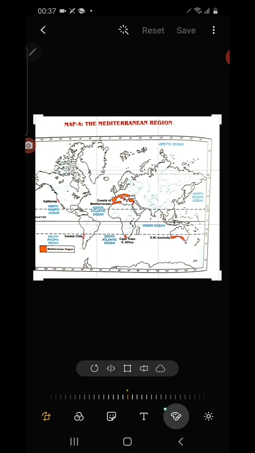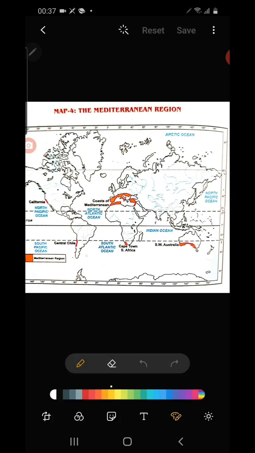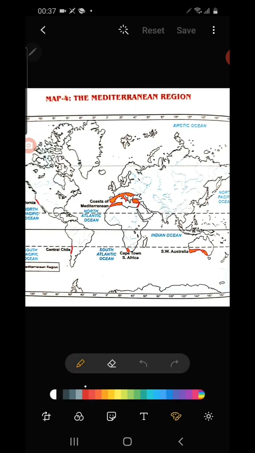Then the next one is the Mediterranean region. The Mediterranean region you will mark as it is shown in the textbook. You see, these maps are all found at the back of your textbook. You can use those maps, exactly everything is marked. So from there you can directly see and mark. So here also you can shade the Mediterranean region.